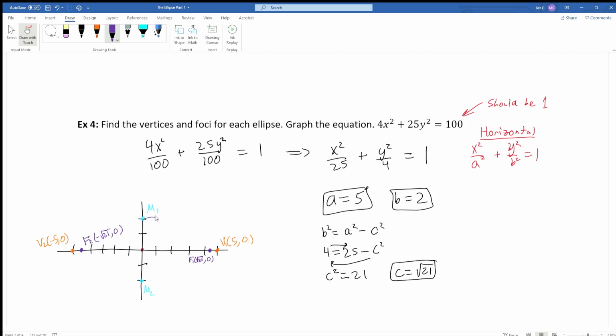And we'll just connect our outer pieces all together. And that's our ellipse, with vertices 5, 0 and negative 5, 0, and foci the square root of 21, 0, and negative the square root of 21, 0.